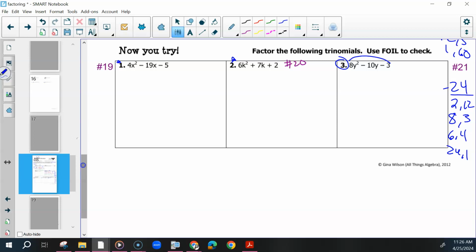If they were both negative, they would add to get this, but they wouldn't multiply to get a negative 24, so not 6 and 7. 2 and 12. Which one would be the negative? 12. Would 2 minus 12 be negative 10? It would. So keep the first and the last the same. Put your two middle ones in there, plus 2y minus 12y.